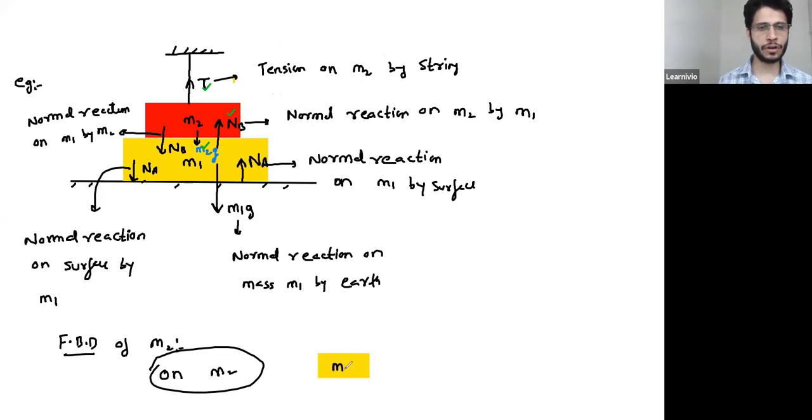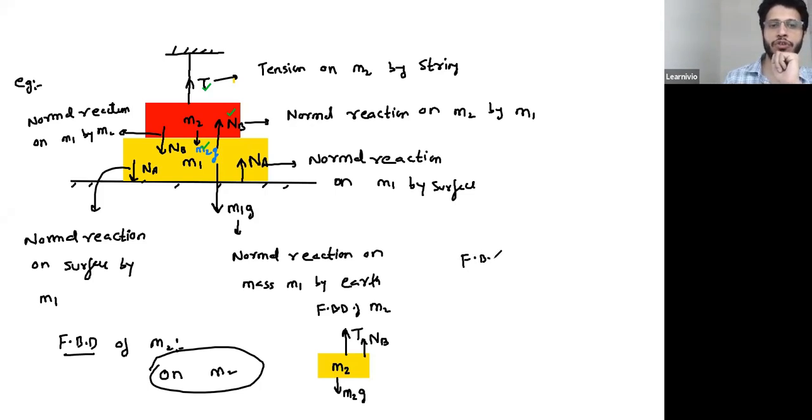So this is your M2. Tension T is acting on M2 in upwards direction. M2G is acting in downwards direction. This is FBD of M2. So these are basically the forces which are acting on M2. Okay, now just tell me the number of forces acting on M1. See, I don't consider this force. The reason is this is not on M2. This force is by M2.